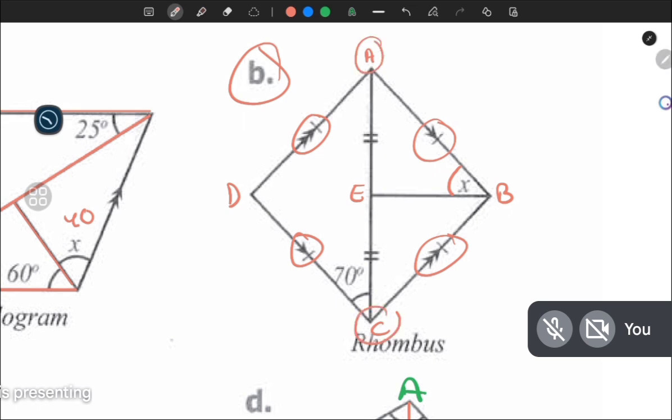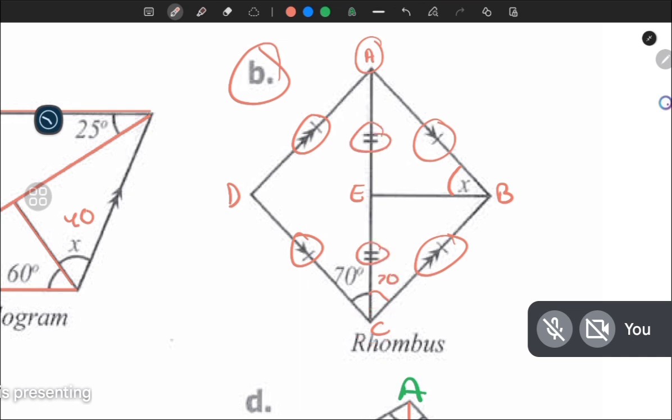What is this line? It's an angle bisector, right? It makes the rhombus split into two equal halves, so this angle is equal to this angle, right? Yes or no? Yeah. So we've got 70 here.